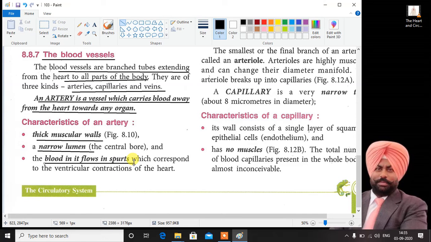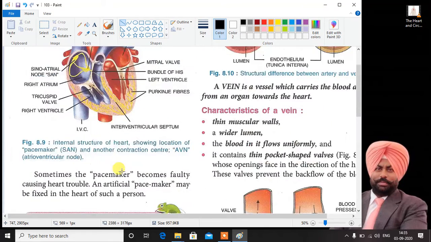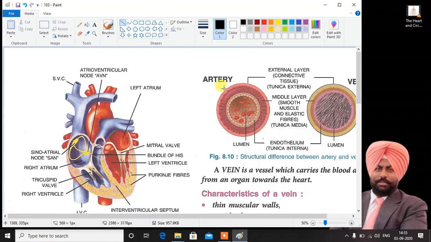The blood in the arteries moves in jerks as ventricular contraction takes place, and the arteries are directly connected with the ventricles. So whenever contraction of the ventricle takes place, blood flows in the arteries in jerks. Here you can see the diagram of the artery, that it is very thick and muscular in nature and the lumen inside is very narrow.